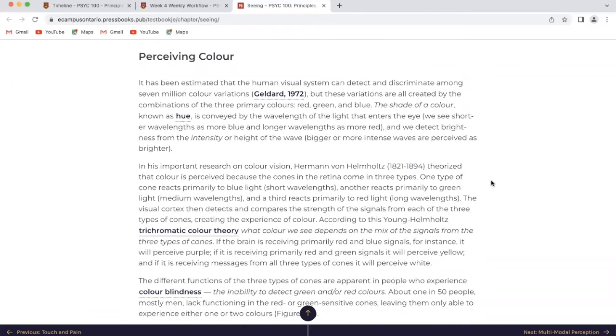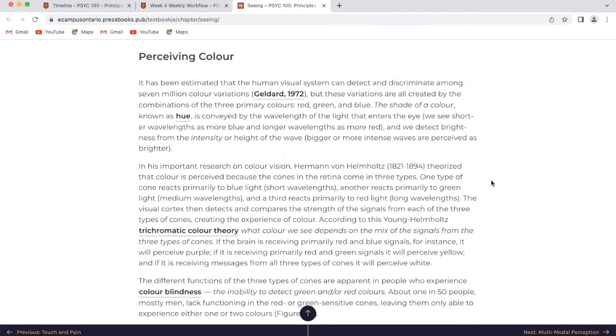Perceiving color. It has been estimated that the human visual system can detect and discriminate among 7 million color variations. But these variations are all created by combinations of the three primary colors: red, green, and blue. The shade of a color, known as a hue, is conveyed by the wavelength of the light that enters the eye.